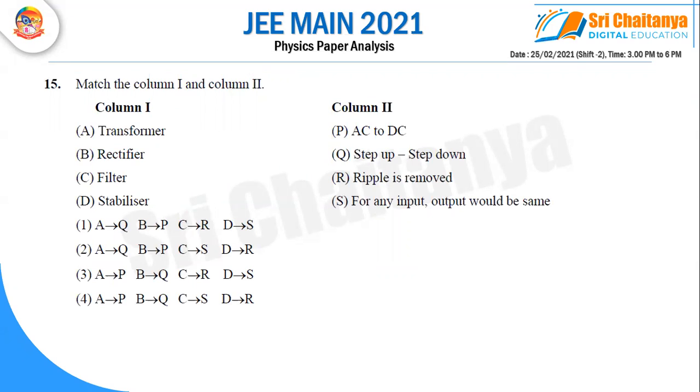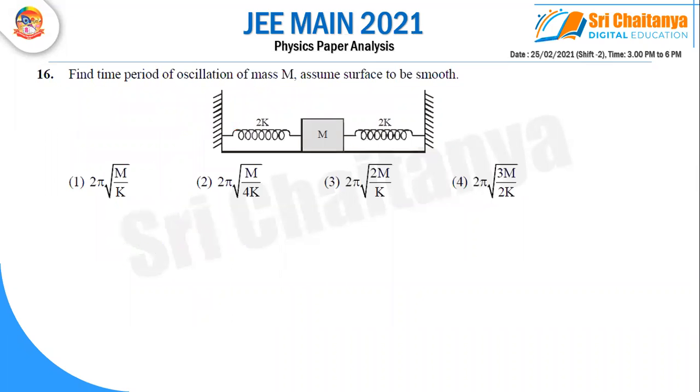So we move on to the next question. Match the columns. Okay. Now this transformer will be step up or step down. Okay. Rectifier, it converts AC to DC. Okay. Filter. Now filter removes the ripples. Okay, so this is going to remove the ripples, and this holds good, please. Okay, we'll move on to the next question.